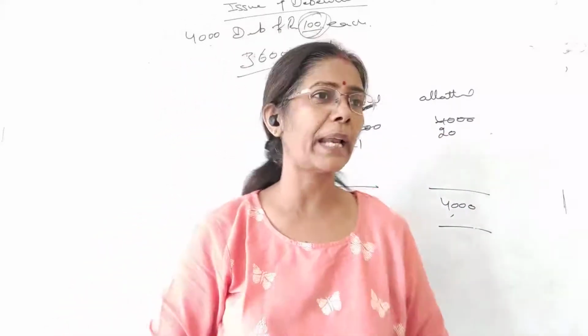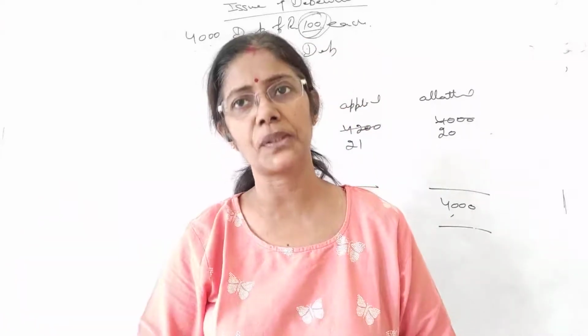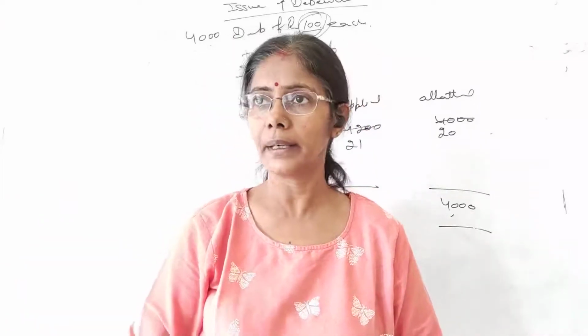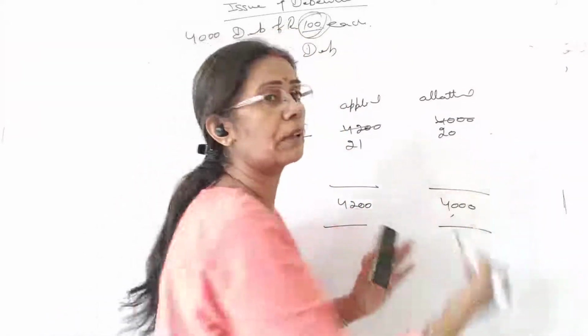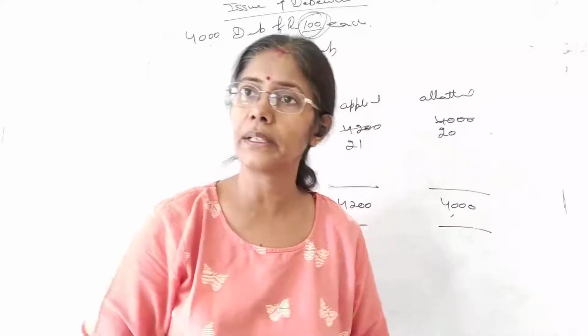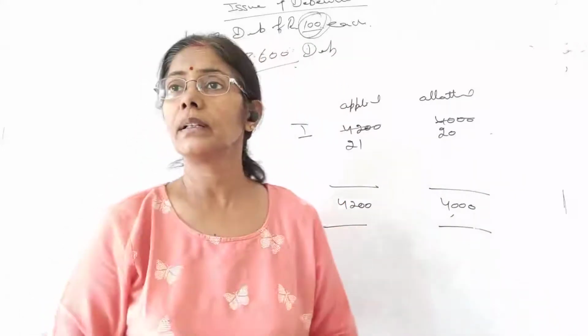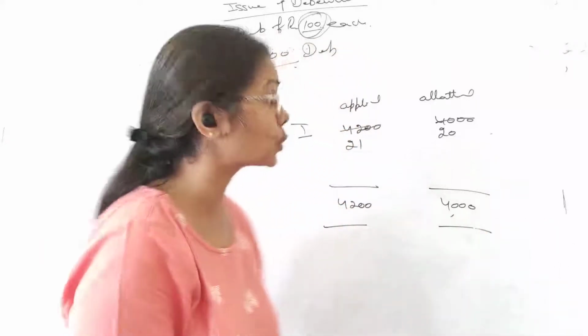Those who have applied for 21 debentures have been allotted 20 debentures only. Clear? So this is pro rata allotment. And here the excess money will be adjusted on allotment. We will discuss that later on. Fine? Now the third one, the combination. The third method is the combination of the first two methods.